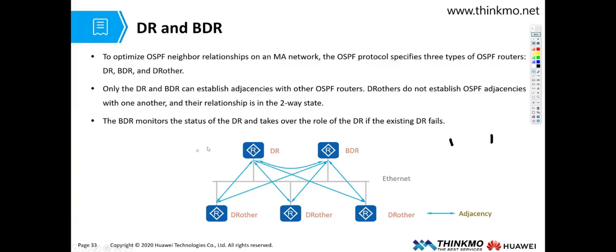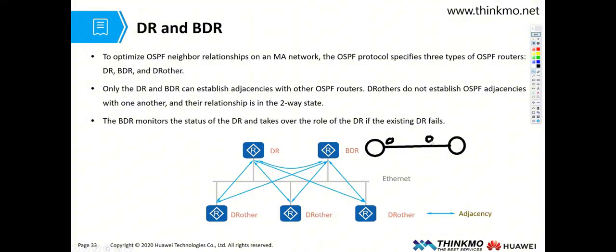Then, we select one DR in each broadcast domain. If your DR priority is set to 0, it means you do not participate in the election. You do not want to be elected. If both devices have a priority of 0, for example, if we have two routers here and we set the priority of both to 0, their relationship will remain in the two-way state and will not proceed further.